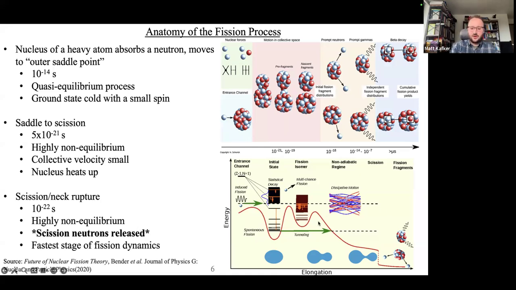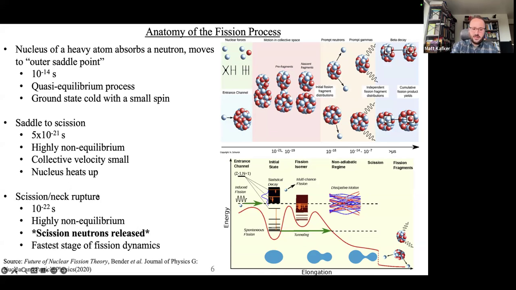As we go from the saddle point here to the scission point, this is a much faster process. This takes place over the course of 5 times 10 to the minus 21 seconds, roughly speaking. This is a highly non-equilibrium process where the collective velocity of the nucleus is small and the nucleus heats up. Okay, so that's moving from here to here.